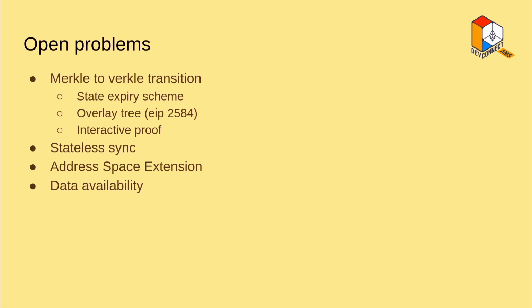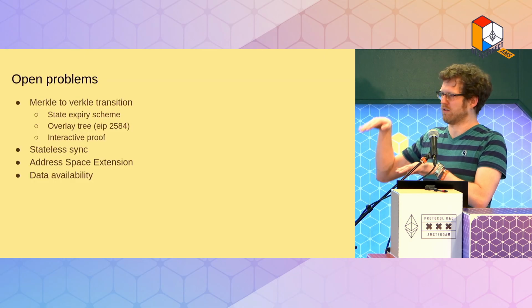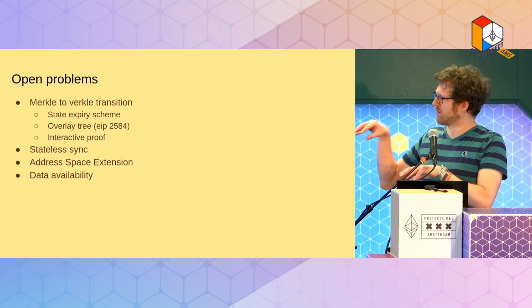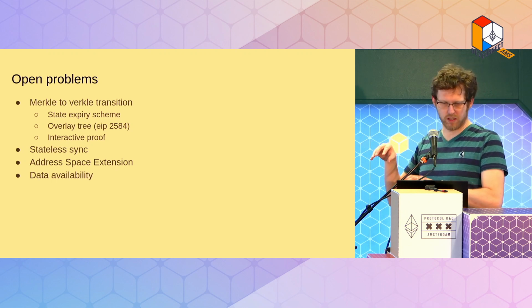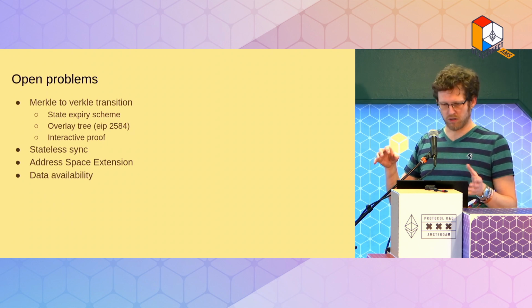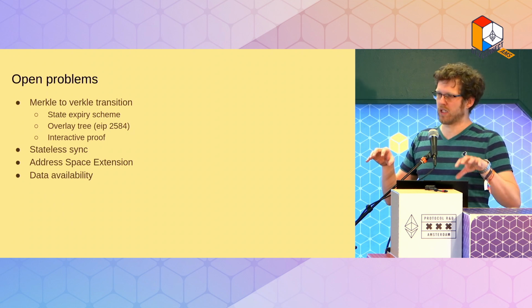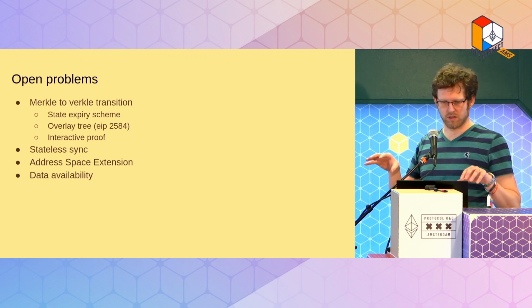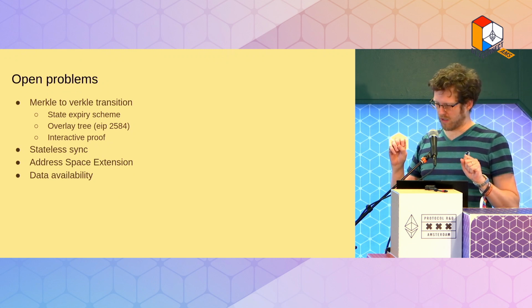So initially, the hope was to do some kind of state expiry scheme. I'm still hoping we can do that, but it needs more definition. There's still the old idea, EIP 2584, of an overlay tree. So you just add a new tree. You add a read-write tree. You make the Merkle tree read-only. You only write to that tree, and then you slowly, block by block, convert. You remove some of the data from the Merkle tree, and you insert it into the Verkle tree.